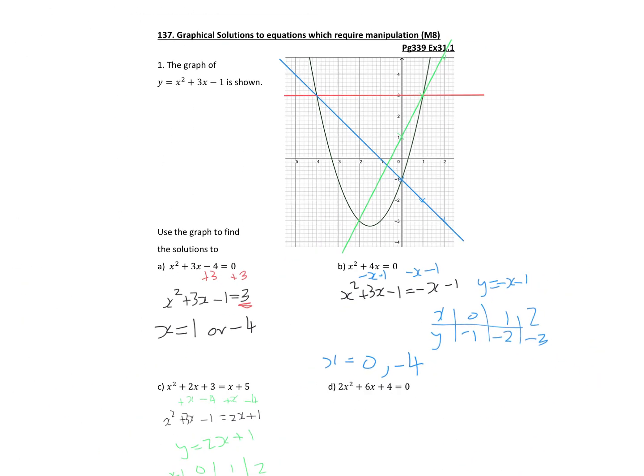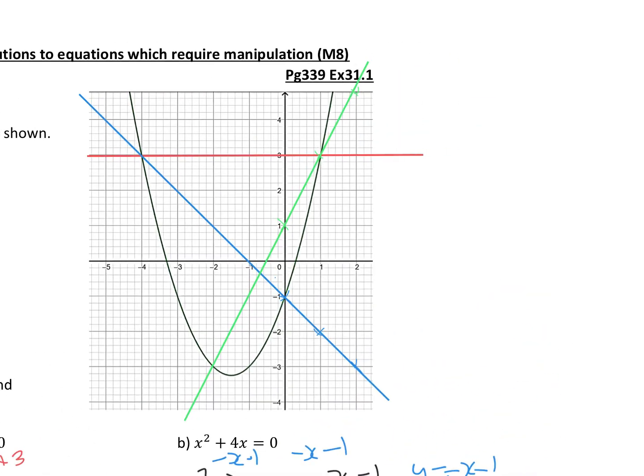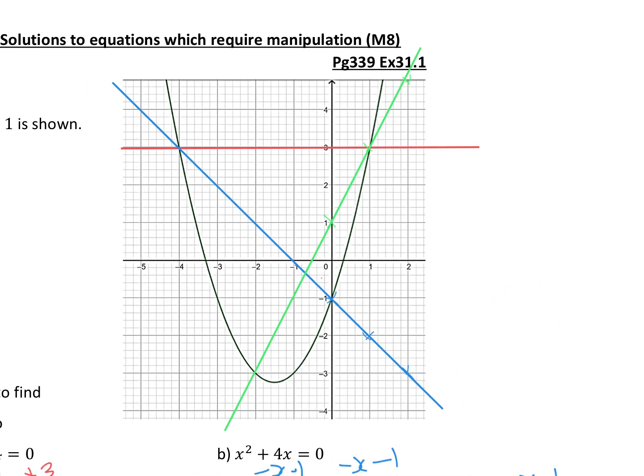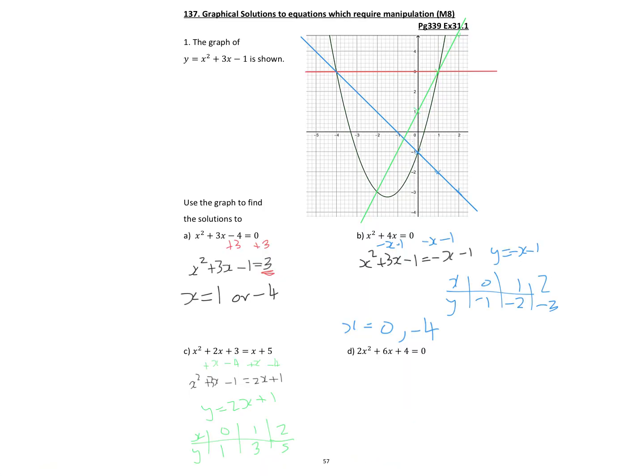So to finish off that part, we need to know where that green line crosses the curve, which is here when x is -2, or here when x is 1. So the answer is -2 and 1.